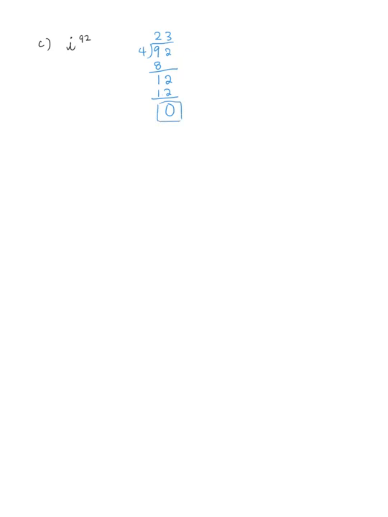So let's follow the same procedure. i to the 92nd power is the same thing as i to the 0th power. Do you guys remember what that is? Anything to the 0th power, as long as the base is not equal to 0, is nothing but 1. Because remember, 2 to the 0 was 1, and 5 to the 0 was 1. So i to the 0th power is also going to be 1. So for this, our answer is just 1.